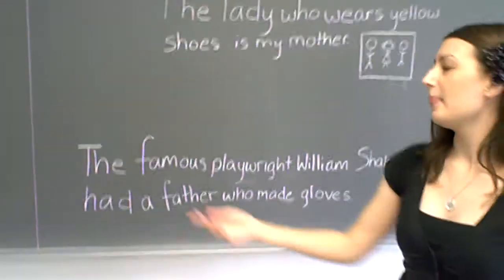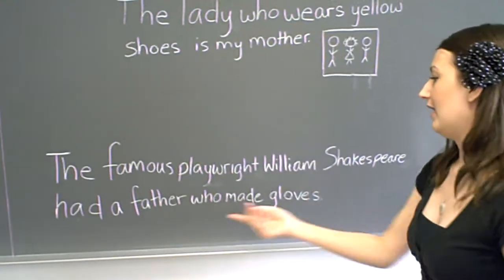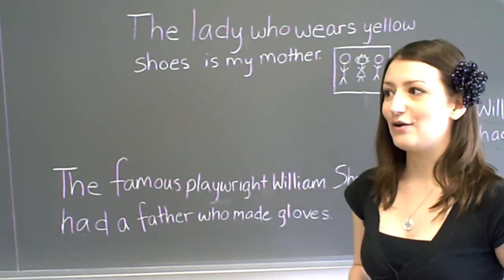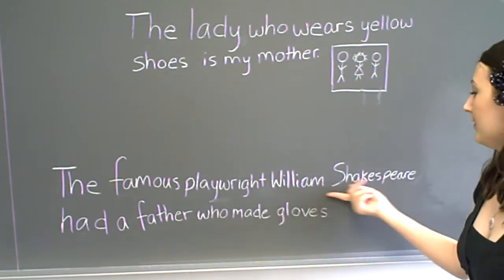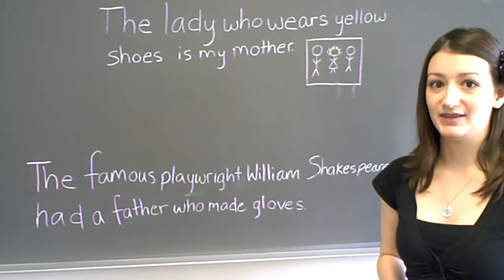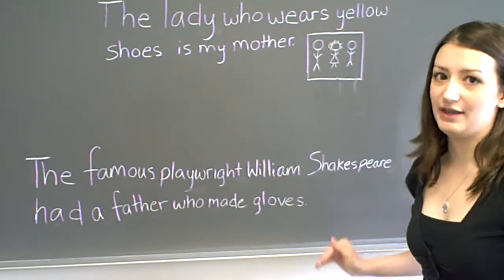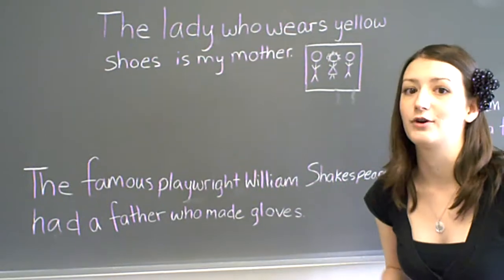Here's the first one. The famous playwright William Shakespeare had a father who made gloves. There are lots of famous playwrights, so this William Shakespeare is really important to the meaning of the sentence because we need to indicate which playwright we're talking about. So we don't separate that with commas because it's really important.